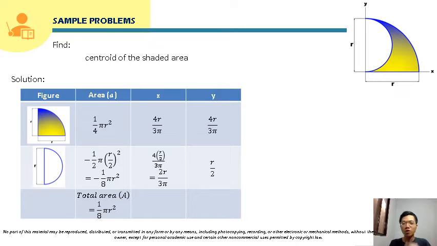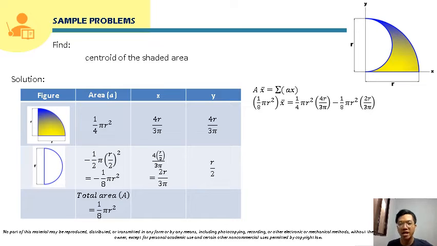Applying our formula to solve for x bar, A x bar is equal to the summation of Ax. Our total area is 1/8 pi r squared, times x bar, equal to A times x, the area times its corresponding x-coordinate. That will be 1/4 pi r squared times 4r over 3 pi, and then minus, since this is negative here, 1/8 pi r squared times 2r over 3 pi.